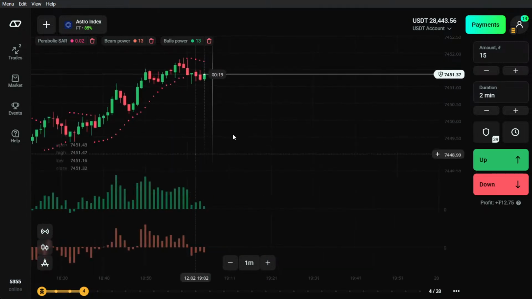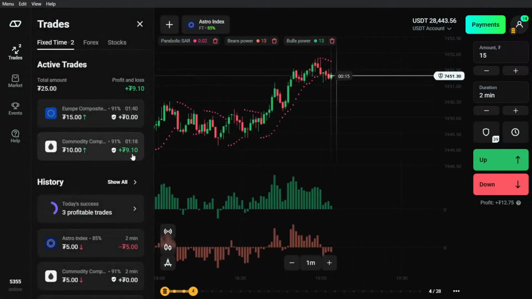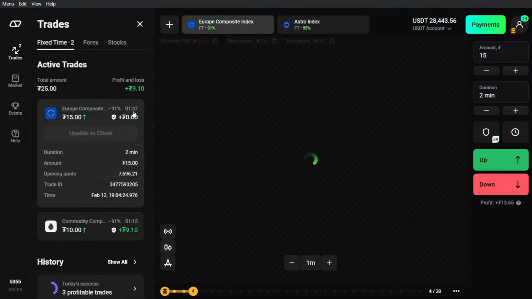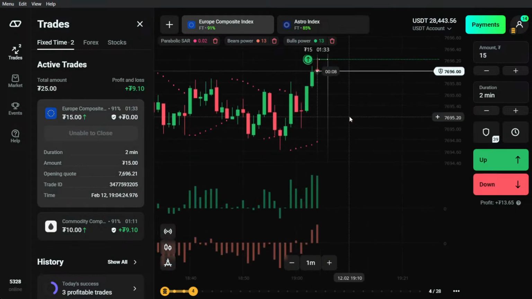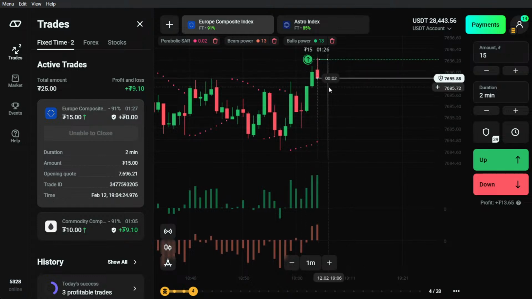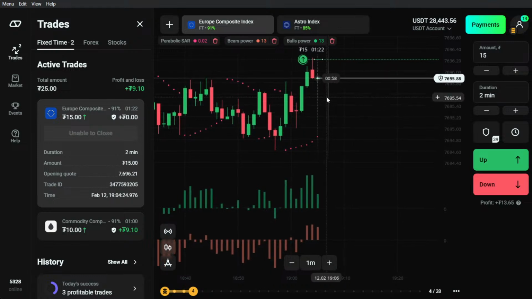We will have a down signal coming up here in Astro. Right now 2 active trades, one is positive, one is not that much in our favor. Let's check it. Okay, no worries, things can get better. Do you see? Bear power is strong, bull power is also strong, so it can get better. No, it won't.